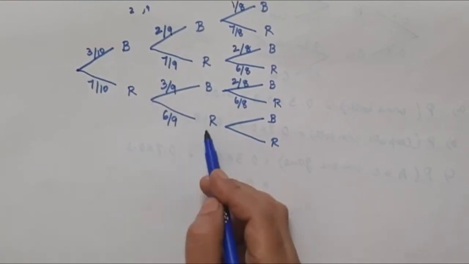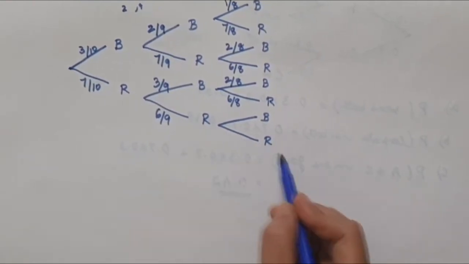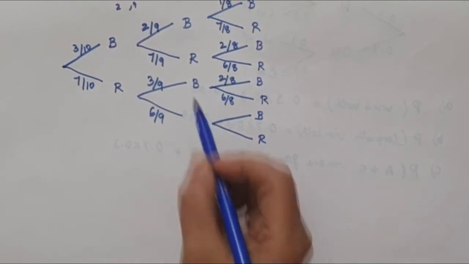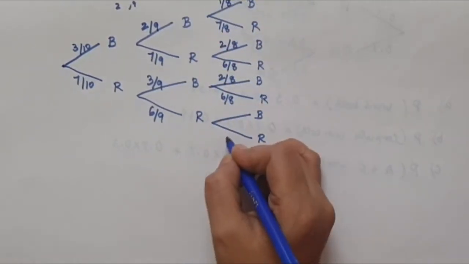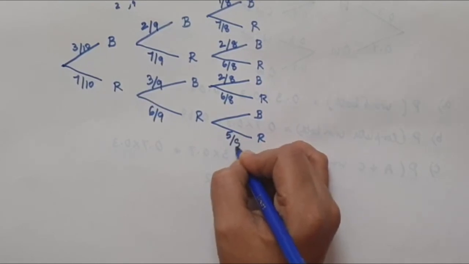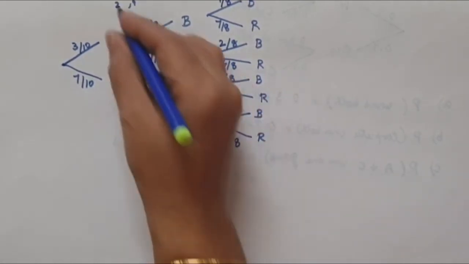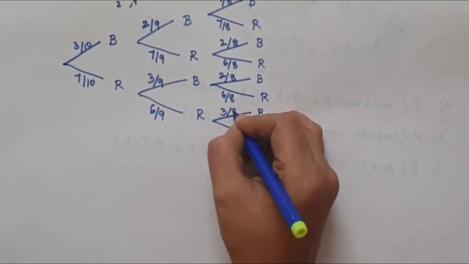Now when we check, 2 reds are removed. So here for this branch, third red is also third red. When 2 reds are removed, only 5 will remain. So it will be 5 over 8. So here, when you take this branch, no black is removed, so it will be 3 over 8.